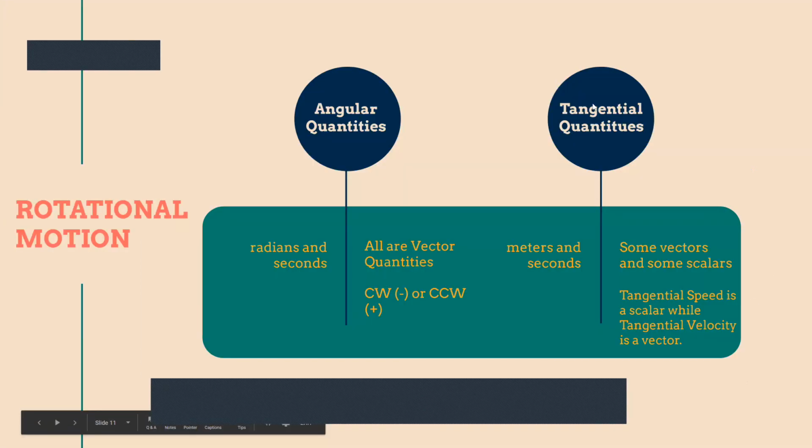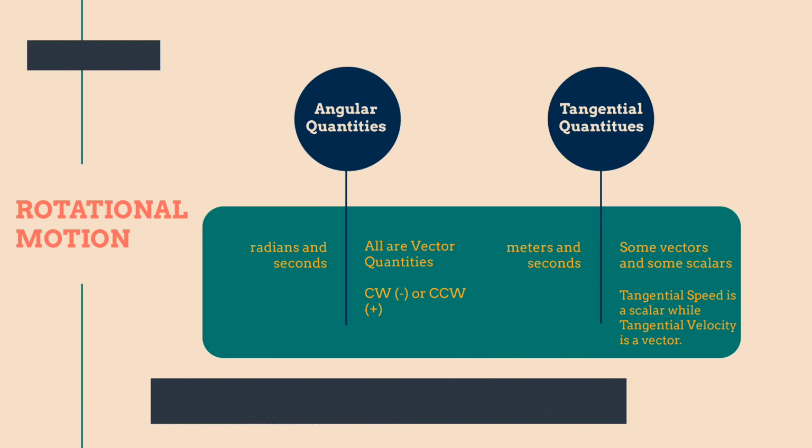All right, so we talked about tangential and angular quantities, and now we're going to do a little comparison. For angular quantities, the units are radians and seconds. They're all vector quantities, because angular quantities deal with positive and negative values, which are counterclockwise and clockwise. Clockwise is CW, which is a negative value, and counterclockwise is CCW, which is a positive value. This is what we use in physics. Pretty sure if you go to engineering in the future, like with torque, you'll use the same rules.